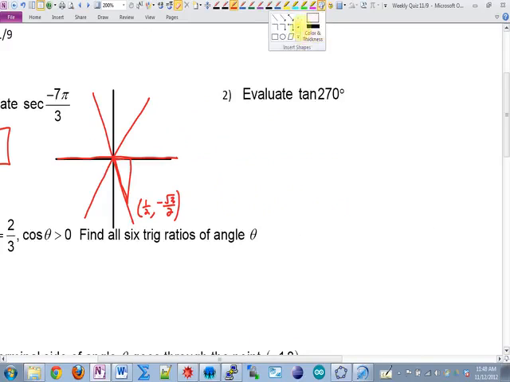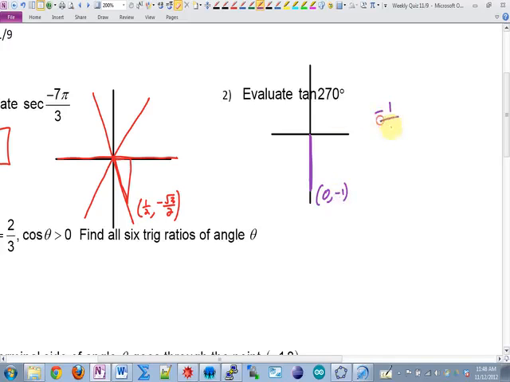270 degrees. Thought this one would go a lot better than it did. 270, you don't even need to count. You should just know that's this one down here, and that has coordinate 0, -1. Tangent is the y-coordinate divided by the x. -1 divided by 0 is undefined. Okay.